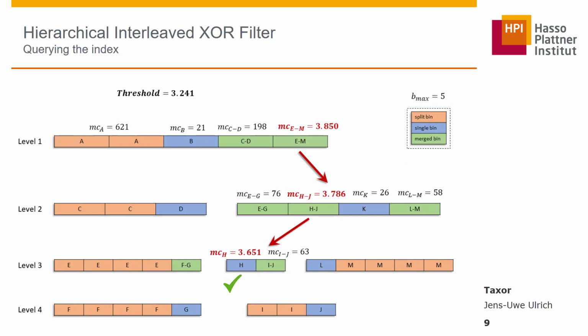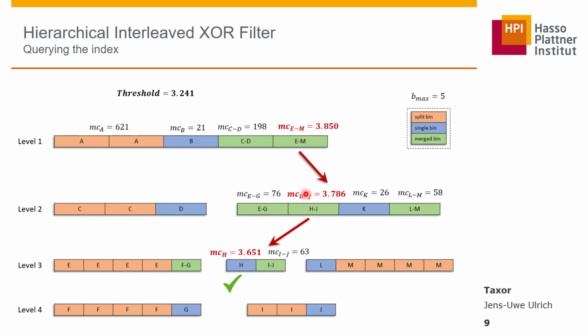The hierarchical structure not only saves a lot of space, it also reduces the query time. So let's pretend we have a long nanopore read, and depending on the read length and the number of k-mers generated from that read, the threshold to consider this read a match with one of the reference genomes in our index database is set to 3241. We first query the level 1 interleaved XOR filter and see that only the XOR filter of the merged genomes E to M exceeds the minimum number of matching k-mers with that read.